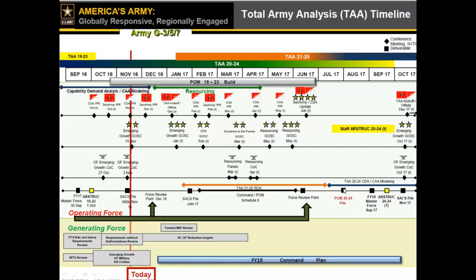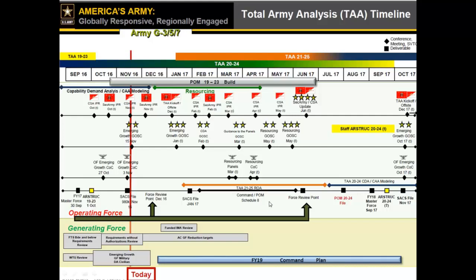Then they'll start the next CA modeling again in July for the next one, and they'll produce the R-Struct for 2024 in the September 17 timeframe. And there's a lot of acronyms on the slide, but just so you understand, GOSC is General Officer Steering Committee, and the resourcing COC is Council of Colonels.